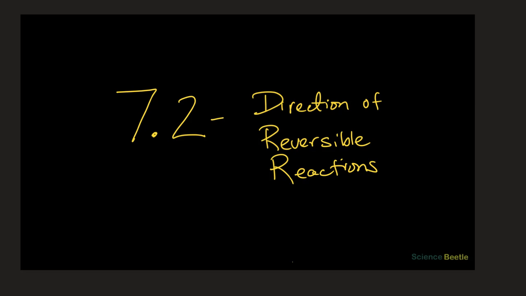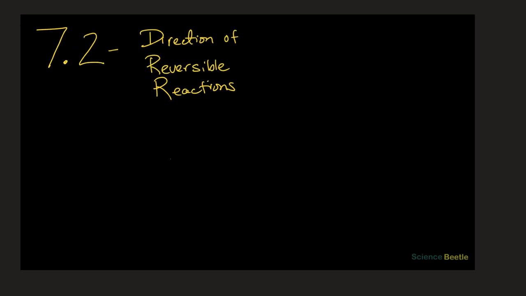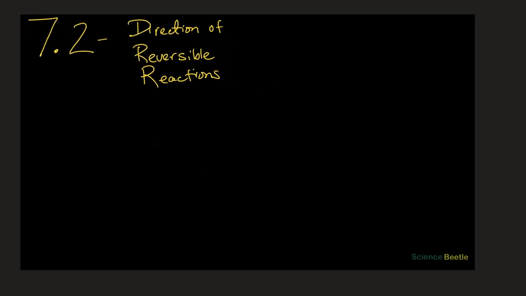All right, so let's go ahead and look at 7.2. In 7.2, we're going to be talking about the direction of reversible reactions. So in the previous video, we had looked at some information. Let me go ahead and put that information here on the screen, and then we can continue forward from here.